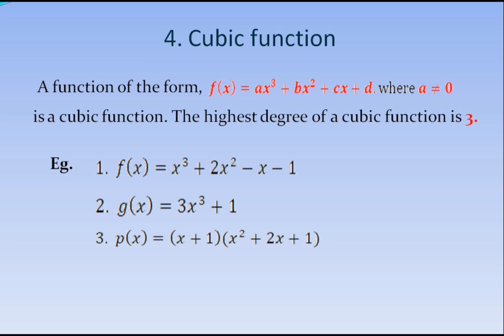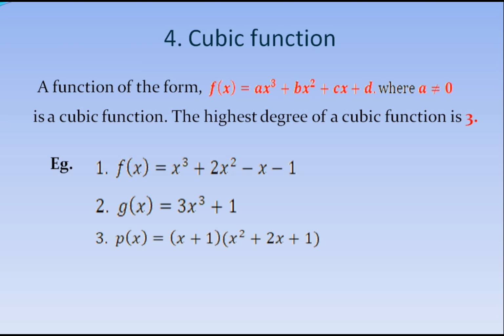So for a cubic function, what is the highest degree? The highest degree is 3. Looking at this, we have examples such as x cubed + 2x squared - x - 1. And example 2, we also have 3x cubed + 1, and the expression (x + 1) in a bracket multiplying another expression, x squared + 2x + 1. And all these are examples of cubic functions.